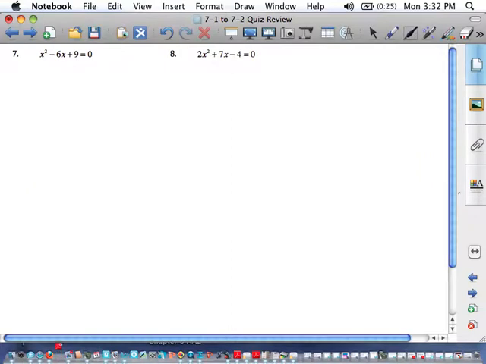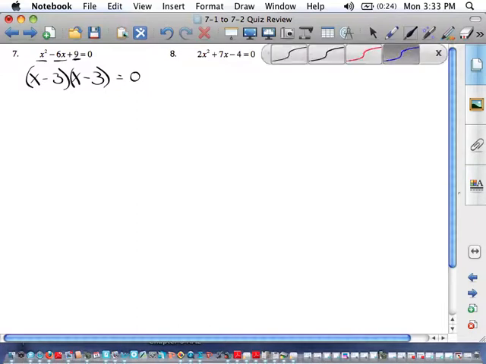Number 7, again, I'm going to use the guess and check method. So I have two binomials that when I multiply those two together, I get x squared minus 6x plus 9. The only way to get x squared would be x times x. How do I get +9 and a -6? Well, when I multiply -3 and -3, I will get a +9. My center terms would be -3x and -3x.